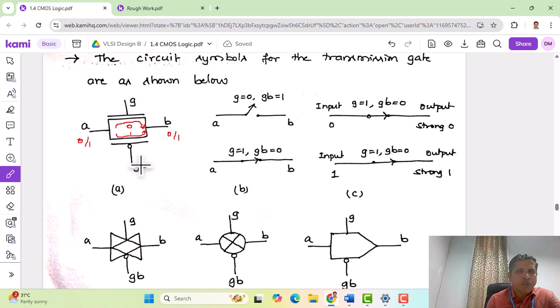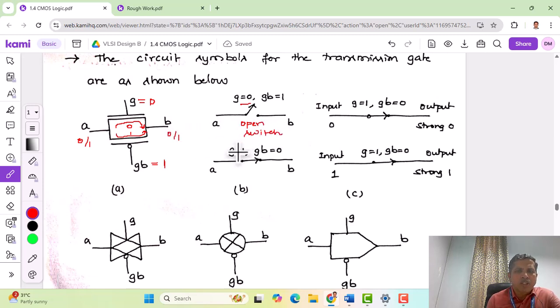So provided here we need to have a two complements, G needs to be 1 and GB needs to be 0. And this behavior is shown in the following examples. So let us see the control here. When G is equal to 0, this G control, if you keep it at 0 for NMOS, and GB is equal to 1. So this GB, if I keep it at 1, 1 means it is a high voltage. Then this transmission gate behaves like an open switch.